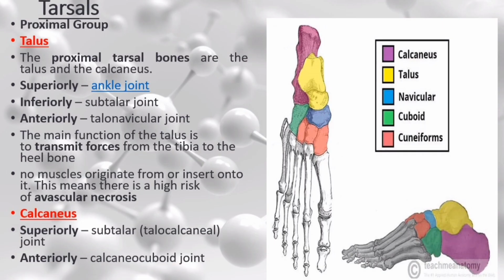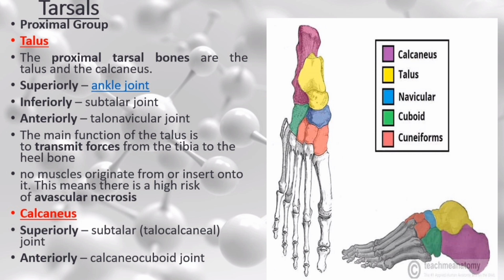Tarsals. The tarsal bones of the foot are organized into 3 rows: proximal, intermediate, and distal. Proximal group. The proximal tarsal bones are the talus and the calcaneus. These comprise the hindfoot, forming the bony framework around the proximal ankle and heel. Talus. The talus is the most superior of the tarsal bones. It transmits the weight of the entire body to the foot.